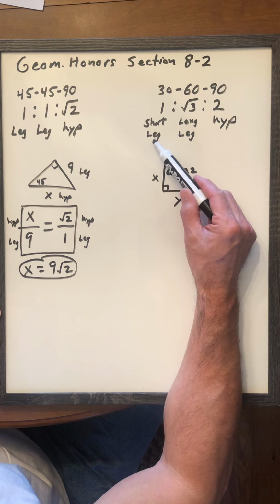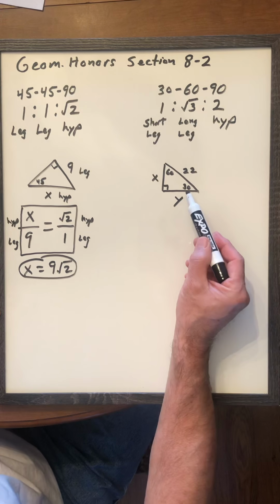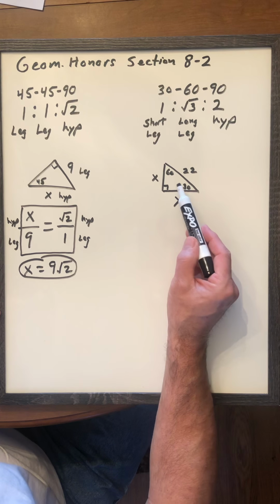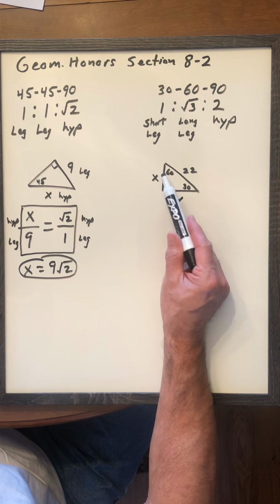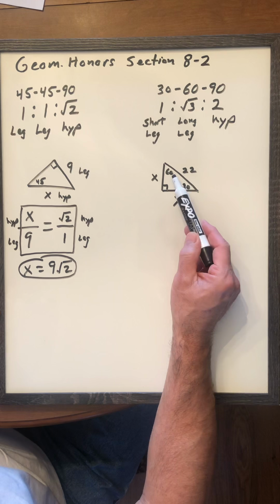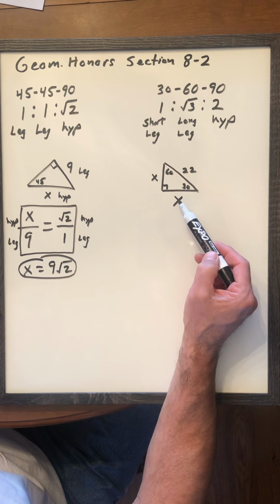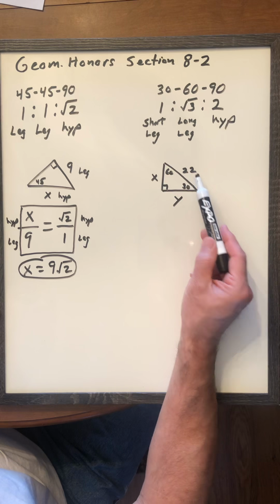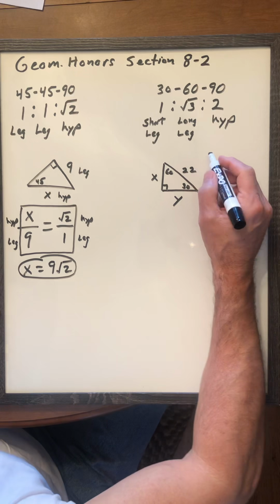Now, we've got to know which side is the short side. Well, wherever your 30-degree angle is, opposite that will be the short side. And then wherever your 60 is, opposite it is the long side. And then opposite the right angle is always going to be your hypotenuse.